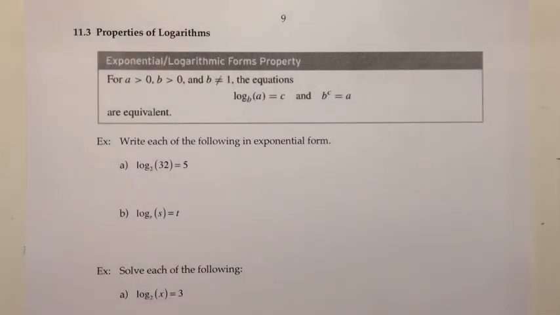Section 11.3, Properties of Logarithms. So in this section we're going to look at a couple properties of logarithms and see how that can help us solve equations. So the first one is the exponential/logarithmic forms property, and it says if a is greater than 0 and b is greater than 0 and b does not equal 1, then the equations log base b of a equals c and b to the c equals a are equivalent.